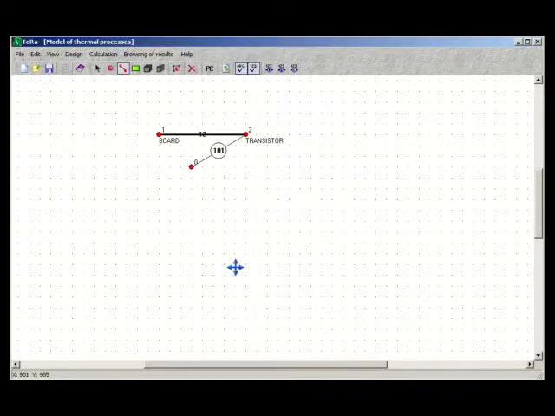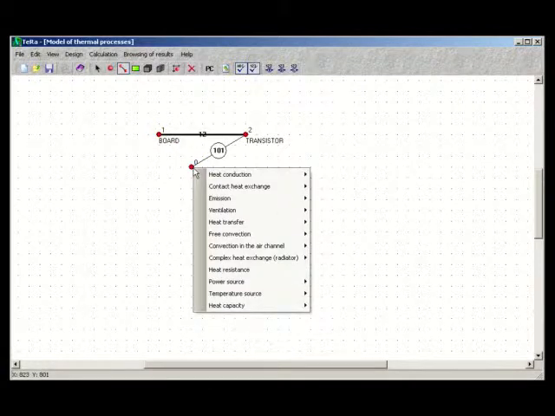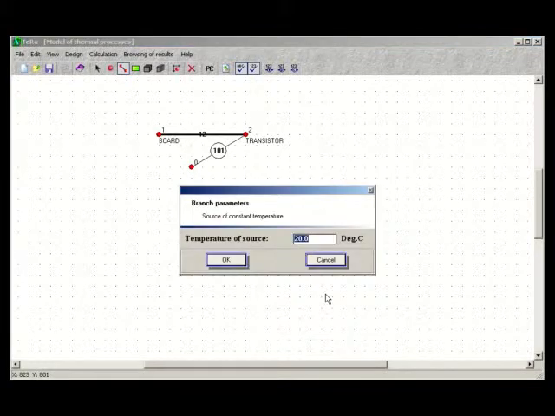If the temperature of the allocated volume is known, a source of temperature is included into the corresponding block. For example, the value of temperature is rigidly set for the board. Let us link the block 1 with the block 0. Choose a source of temperature constant and enter the value of temperature for the board equal to 30 degrees.